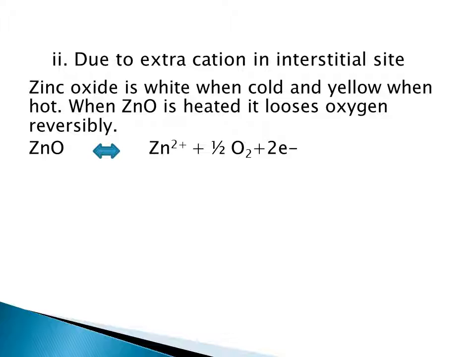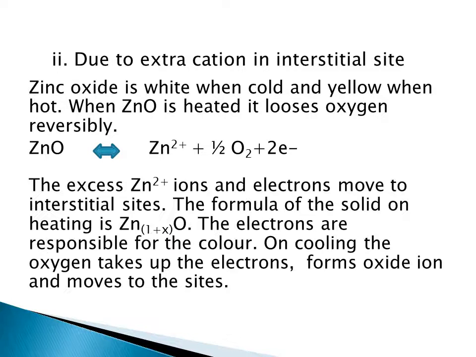This happens because when ZnO is heated, it loses oxygen as shown in the equation. The electrons and Zn2+ occupy interstitial sites. These electrons are responsible for the yellow color. The number of Zn2+ is more than O2- ions. On cooling, the oxygen becomes oxide ion and returns to the lattice site. So, ZnO is white on cooling.